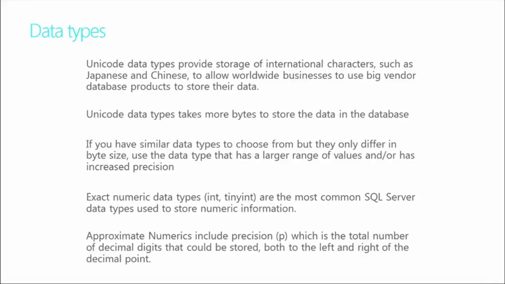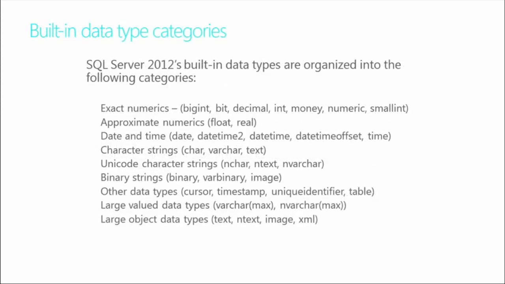We have what are called Unicode data types. You'll see those often. These provide storage for international characters. Non-Unicode data types are pretty much specific to the USA and English characters. But if you want to bring in other native languages, we have to use the Unicode data types. Unicode data types take more storage in the database itself, so you have to be careful about that. Those are a couple of concerns we have to think about when we're looking at data types.